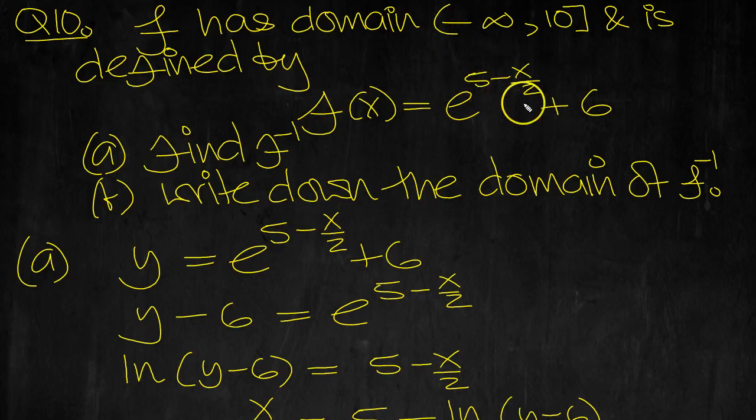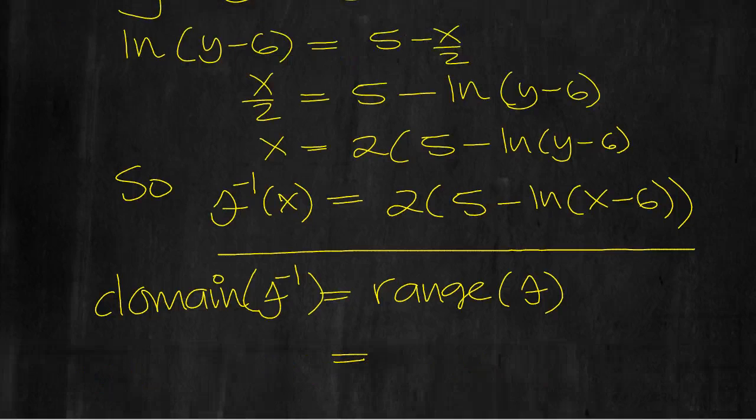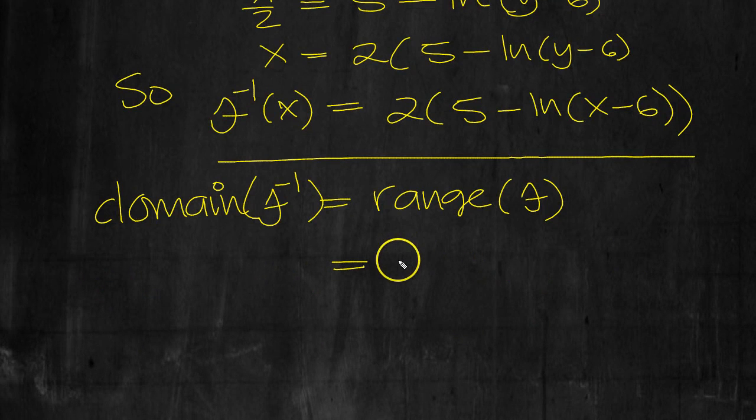And it's going to come down then when x is 10. 10 over 2 is 5, 5 minus 5 is 0, e to the 0 is 1. So it's going to come down to that value there at 10. So 10 over 2 is 5, 5 minus 5 is 0, e to 0 is 1, 1 plus 6 is 7. So it goes from 7 up to infinity, doesn't it? So 7 up to infinity.